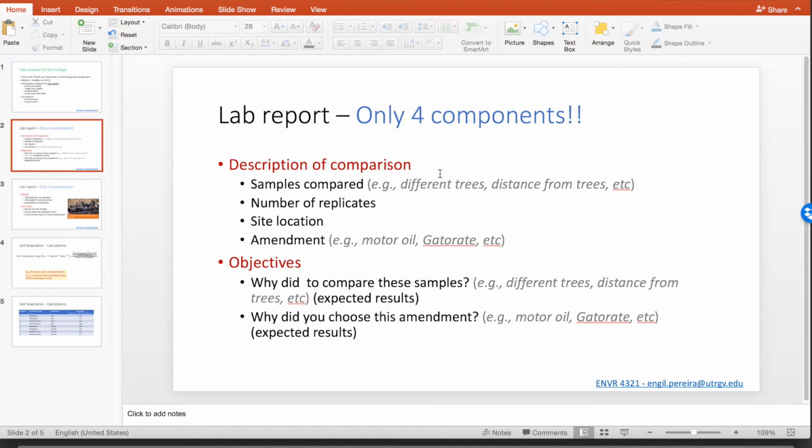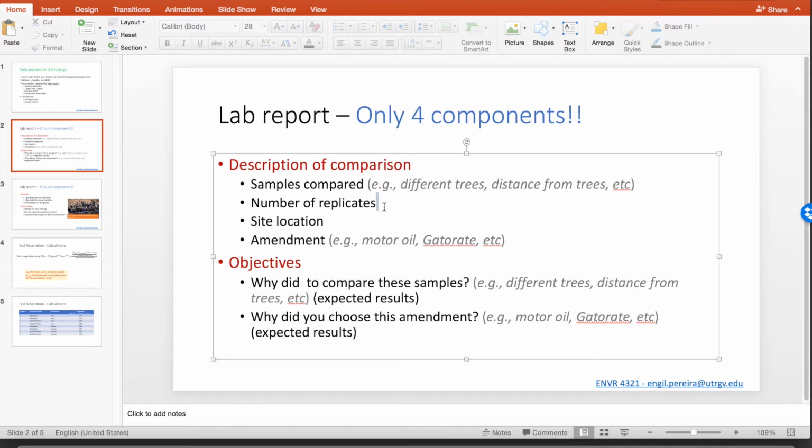I think most people are comparing distance from the rhizosphere of the tree, so collecting samples that were at the rhizosphere, and the other set of samples were collected like 10 meters away or something. So you need to describe these samples, okay?